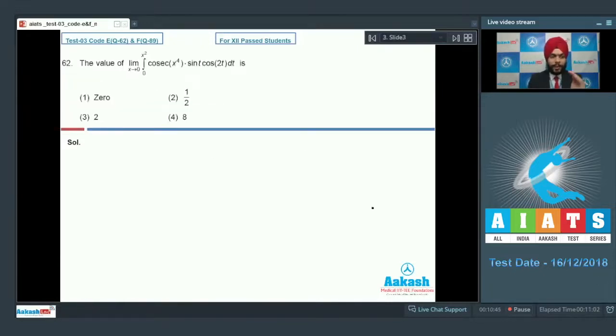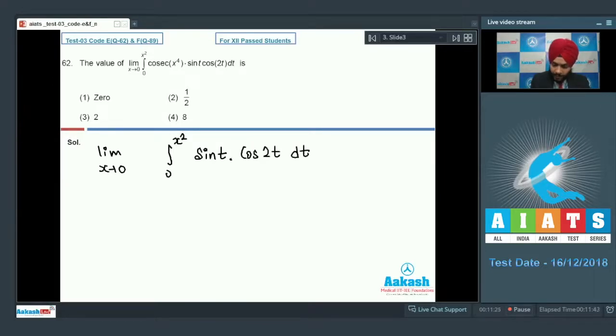Question number 62 says that the value of limit x tends to 0, integral 0 to x square of cosecant x power 4 into sine t into cos 2t dt. Integration is with respect to t, so cosecant x power 4 can be taken out of the integration. Limits are in the form of x, which means that the question gives you a direct hint for Newton-Leibniz theorem. So let us take cosecant x power 4 outside. This can be written as limit x tends to 0, integral 0 to x square sine t into cos 2t dt, divided by sine x raised to the power 4. So I think everyone is comfortable with this step.